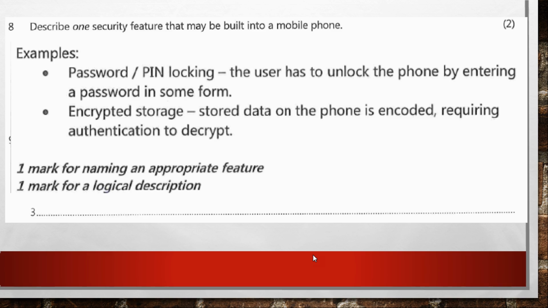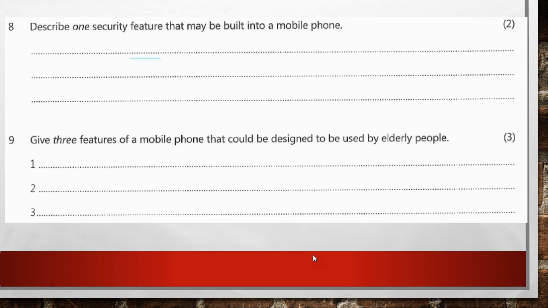Encrypted storage as well. There are other features as well. Finger recognition as well on some phones. Describe one security feature. Oh, we've had that one.